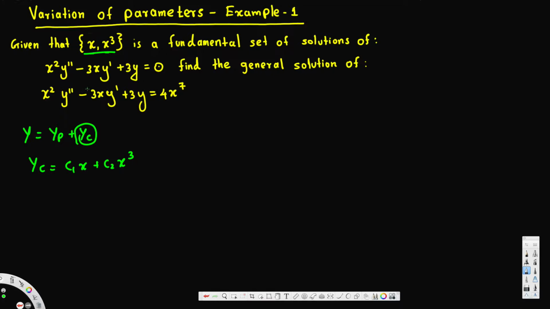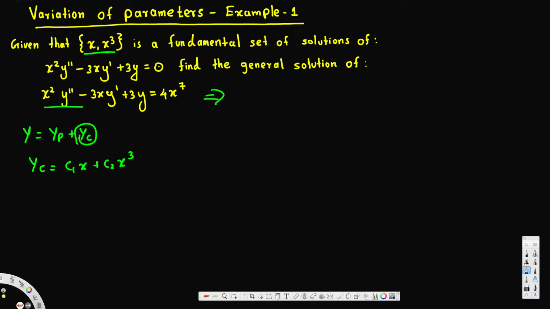If they don't give the complementary solution, what we have to do is bring this into standard form. Anyway, we have to do the standard form here, because we are going to find the particular solution. To bring this into standard form, we shouldn't have anything multiplying in front of y double prime. If anything is multiplying y double prime, we have to divide everything by that to get rid of that value. Here x squared is multiplying y double prime, so we have to divide everything by x squared.